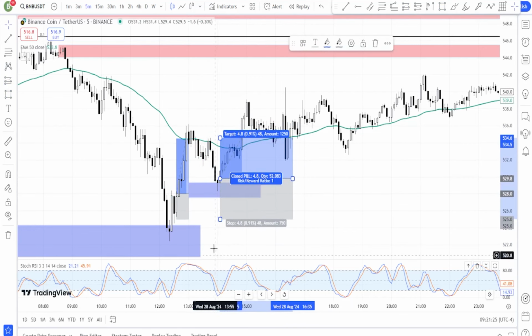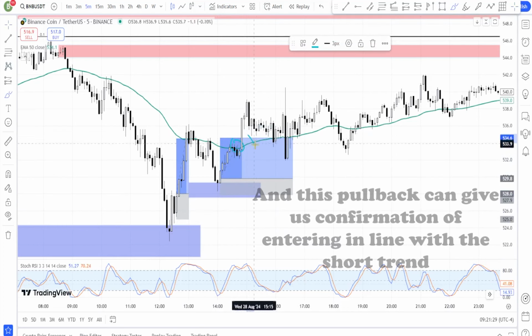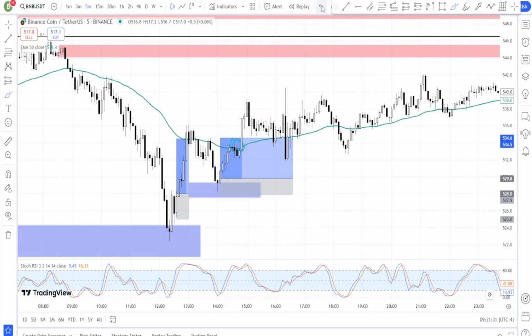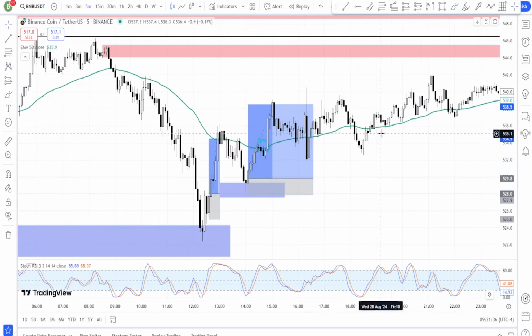Avoid entering when RSI is overbought. If the RSI is above 70, even if the price is above the EMA 50, it's better to wait for a pullback to a more neutral RSI level before entering.